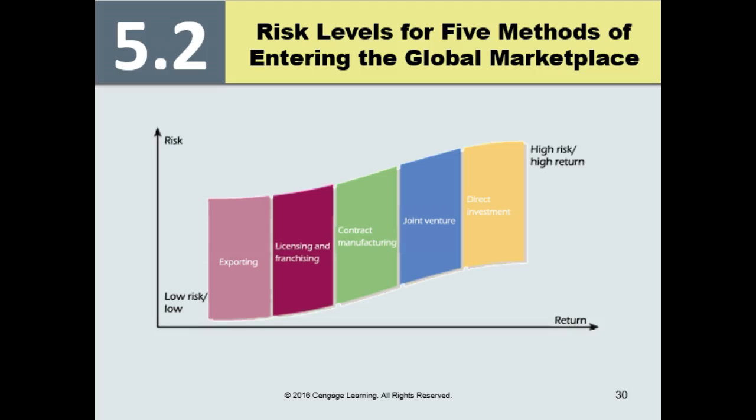Now, if you are looking here, this slide is just a visualization going left to right, low risk to high risk, but also low return to high return. Safer and steady, kind of like the slow and steady wins the race, would be the exporting side of things. But high risk, where you could potentially lose a lot of money, but you could get greater returns as well, is the other end of the spectrum with the direct investment. Now the next slide is going to show us those 5 different levels or methods of entering the global marketplace, more defined here.